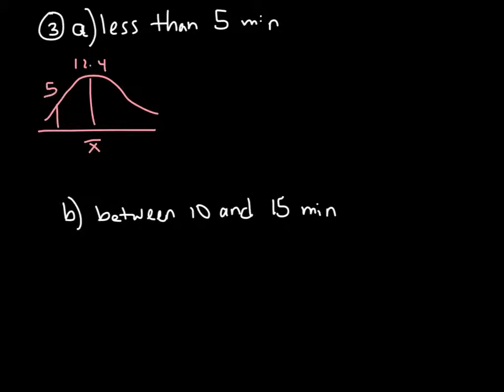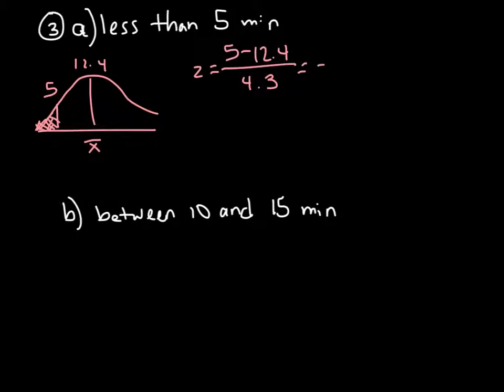So if we want to figure out the percentage of calls that are answered in less than 5 minutes, we're looking for the probability that the time lies to the left of 5 on our chart. Okay, so first we have to figure out the z-score that goes along with 5. So it would just be z equals the value minus the mean, so 5 minus 12.4, divided by the standard deviation, so divided by 4.3.